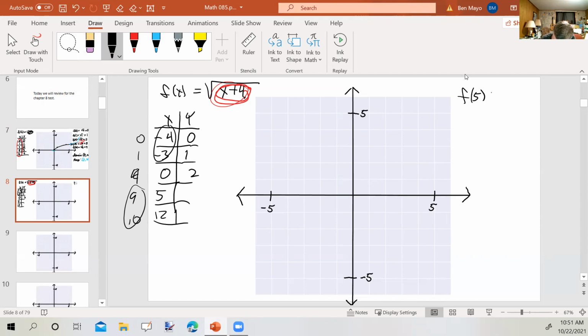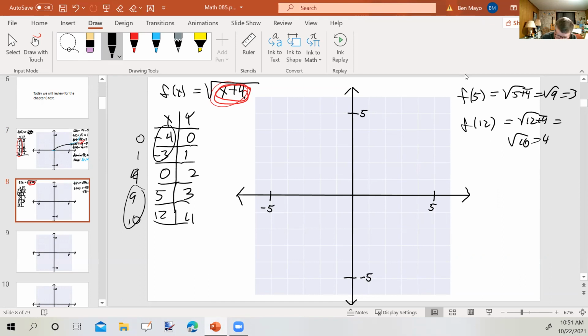f of 5 is the square root of 5 plus 4, which is the square root of 9, which is 3. And then f of 12 is the square root of 12 plus 4, which is the square root of 16, which is 4. So graphing this thing, let's see what that looks like.